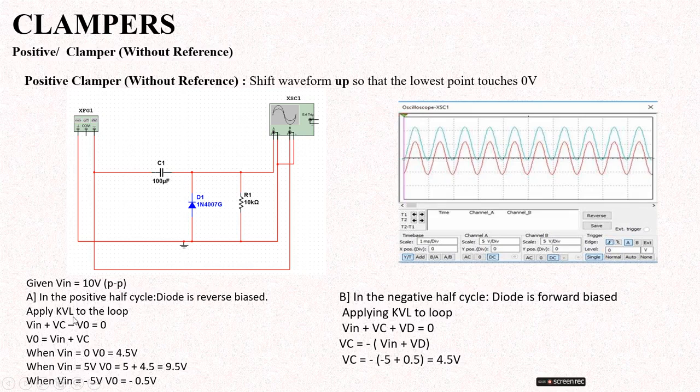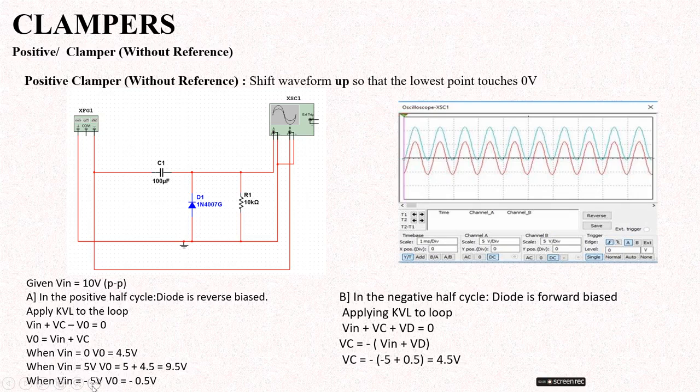Operation during the positive half cycle: the diode is in reverse bias, then Vo is equal to Vin plus VC. When Vin is equal to 0 volt, the output voltage is 4.5. If I give an input voltage of 5 volt, then the output is equal to 9.5 volt.